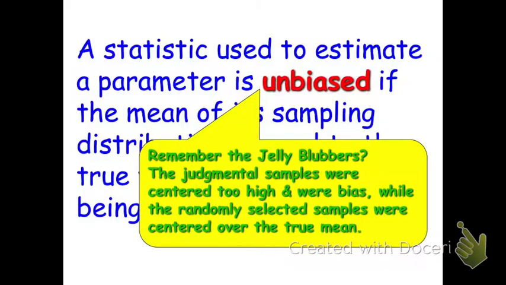The judgmental sample, the one that you chose yourself, was centered too high and was biased, while the randomly selected samples were centered over the mean. So randomization caused that center to be over the mean.